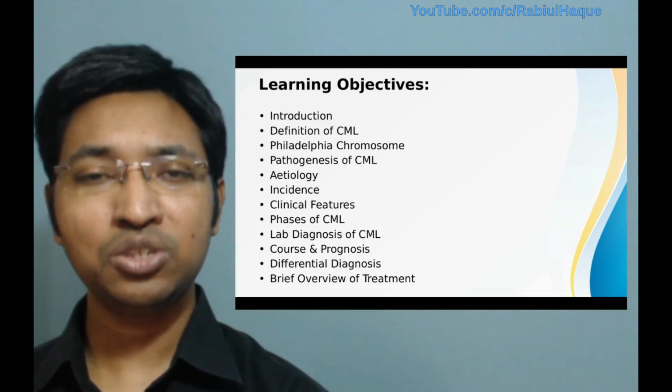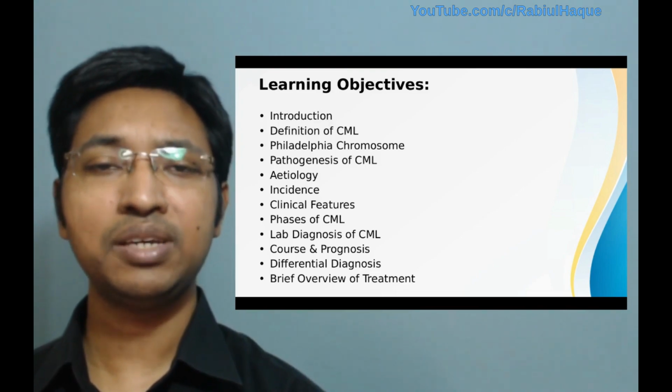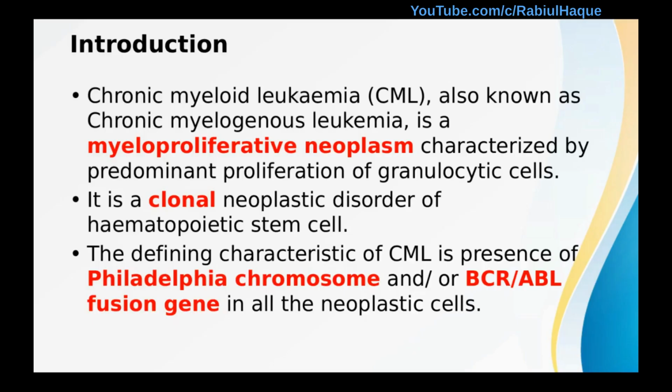First question, what do we mean by chronic myeloid leukemia? Chronic myeloid leukemia, which is also known as chronic myelogenous leukemia, is a myeloproliferative neoplasm. It is characterized by predominant proliferation of granulocytic cells. As we will see, it is a clonal neoplastic disorder of hematopoietic stem cells. And the defining characteristic of this disorder is presence of Philadelphia chromosome and/or BCR-ABL fusion gene in all the neoplastic cells.